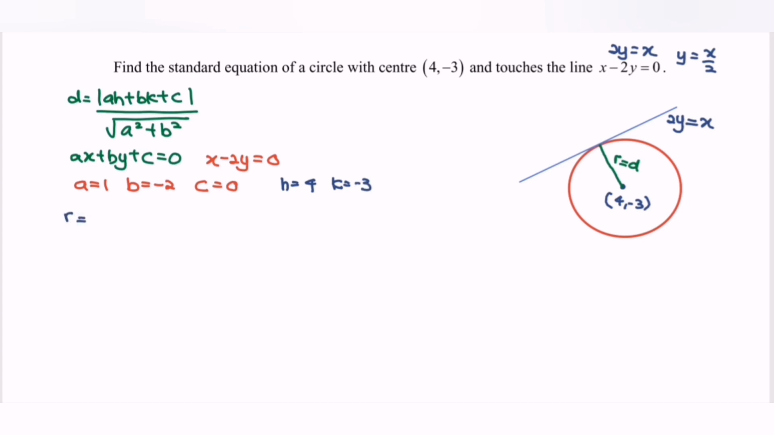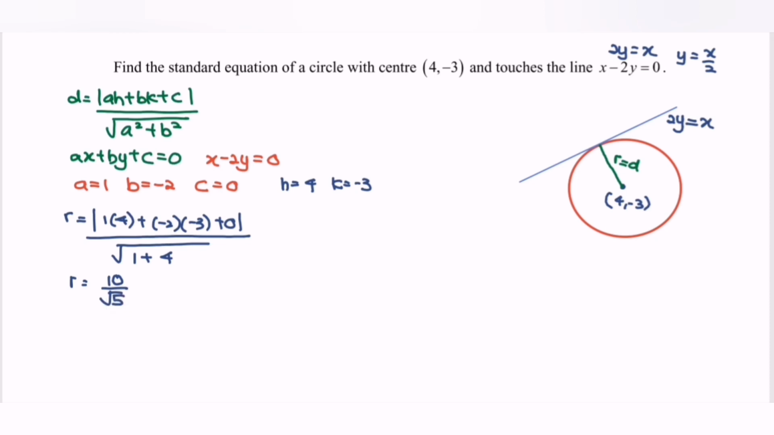So r is equal to the modulus of ah plus bk plus c, over the square root of a squared plus b squared. So finally, r is equal to 4 plus 6, so 10 over square root of 5. So that will be the radius.